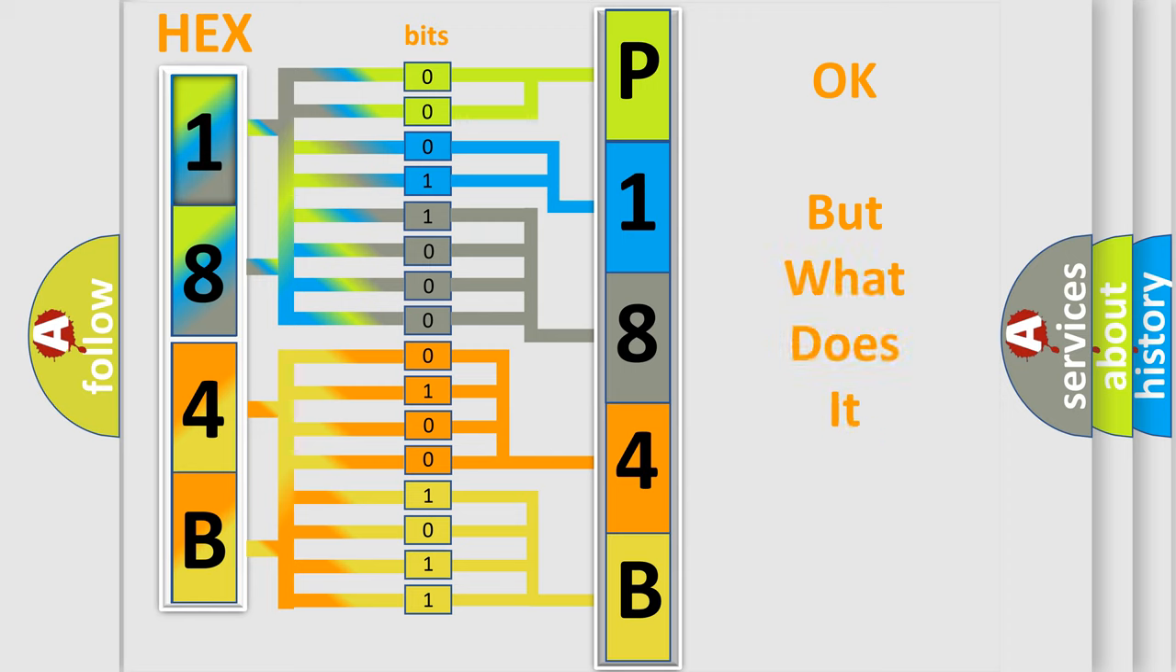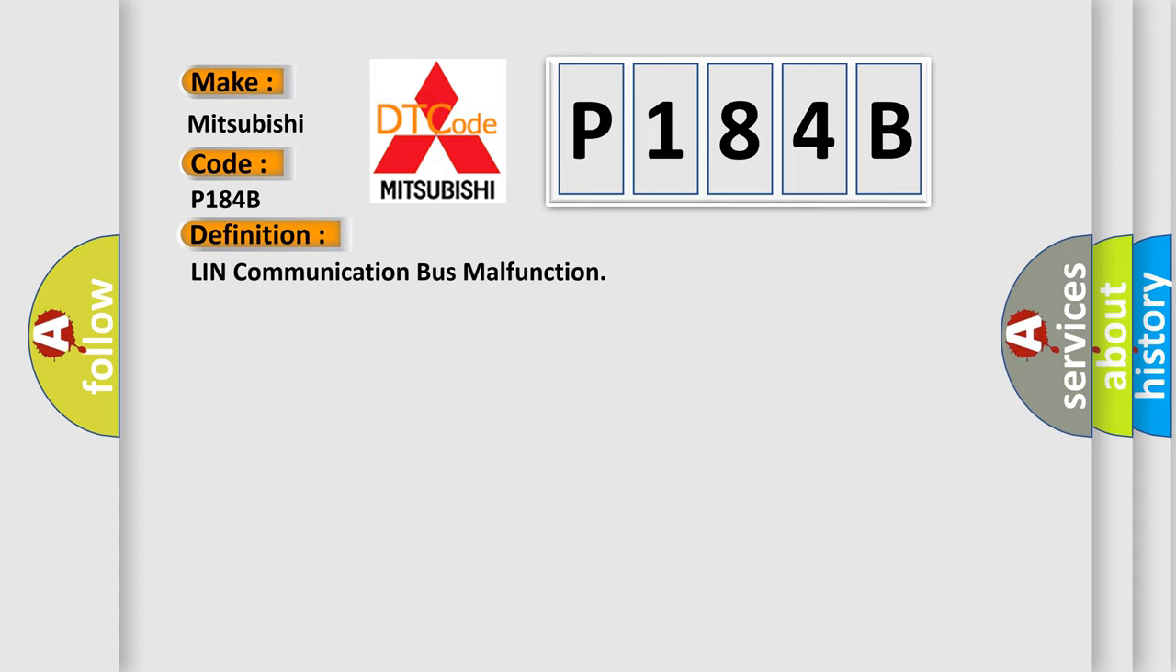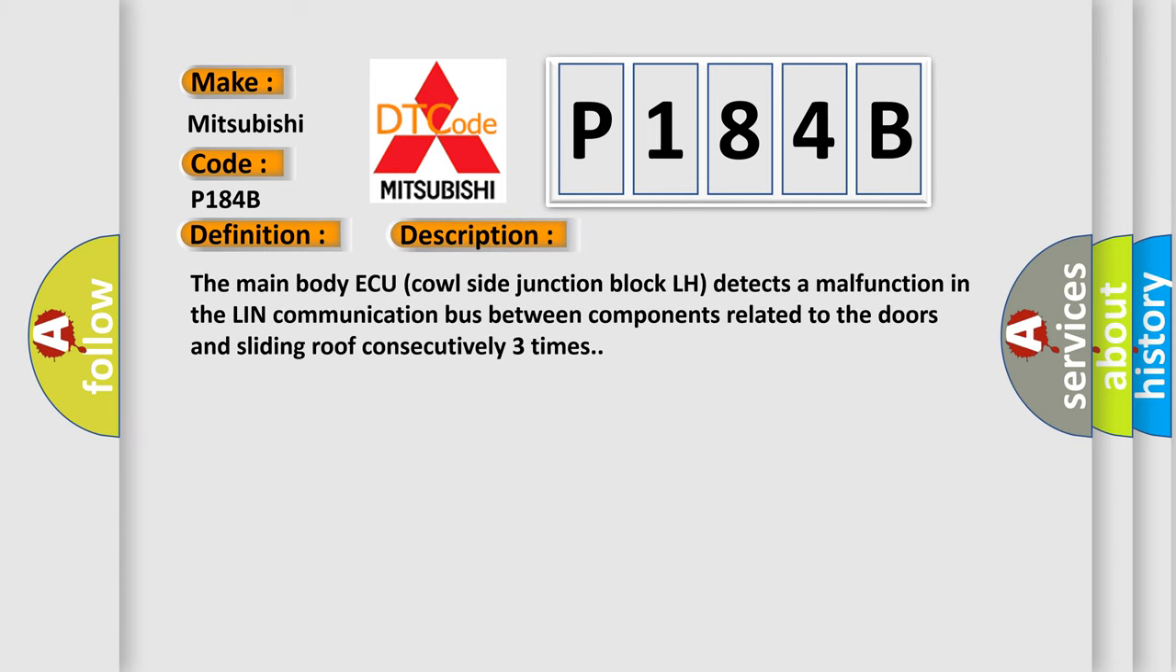The number itself does not make sense to us if we cannot assign information to what it actually expresses. So, what does the diagnostic trouble code P184B interpret specifically for Mitsubishi car manufacturers? The basic definition is LIN Communication Bus Malfunction. And now this is a short description of this DTC code. The main body ECU, cowl side junction block LH, detects a malfunction in the LIN communication bus between components related to the doors and sliding roof consecutively 3 times.